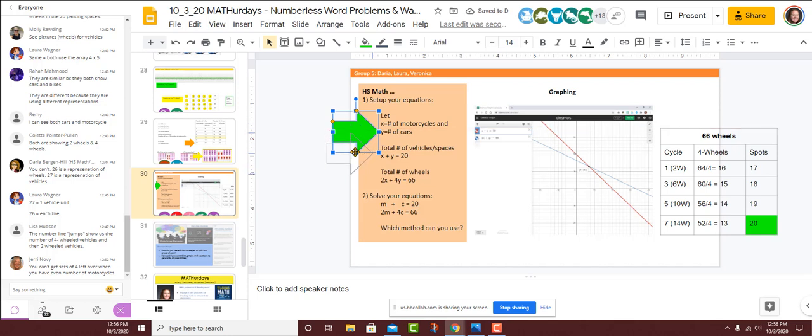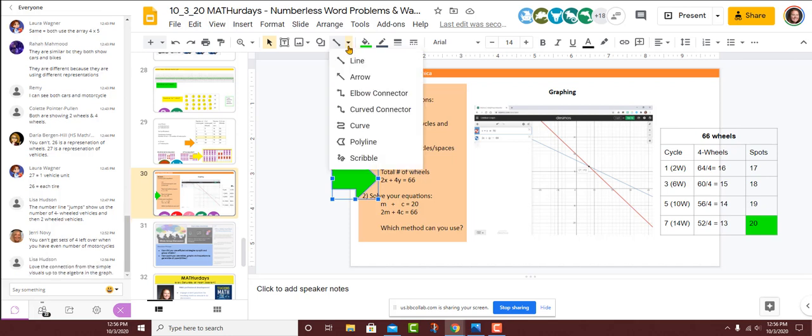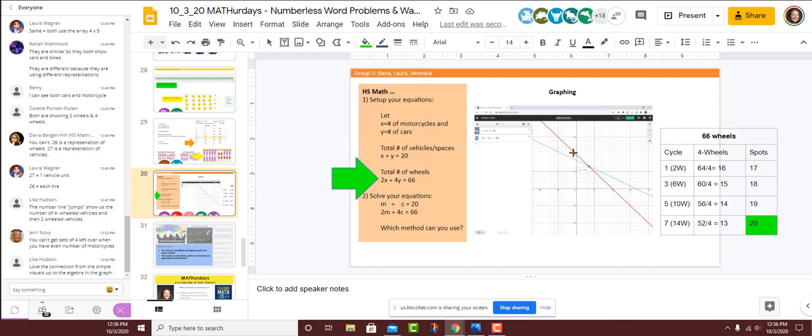What do we know? We know that the total number of vehicles, the number of motorcycles and cars, equals 20. And then we also know information about the total number of wheels. Every motorcycle has 2 wheels, so that'll be 2 times X. Every car has 4 wheels, it'd be 4 times Y, and the total number of wheels was 66. So we have 2 unknowns, X and Y, and we have 2 equations, and so now we're able to solve for it.